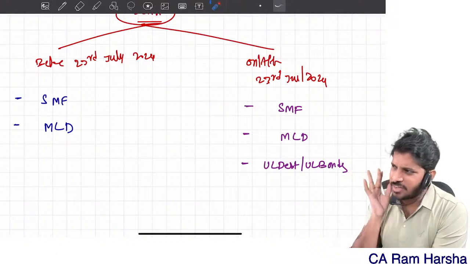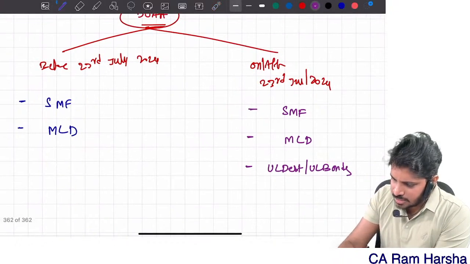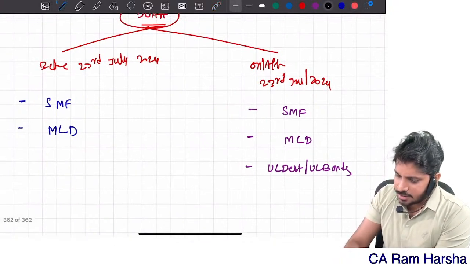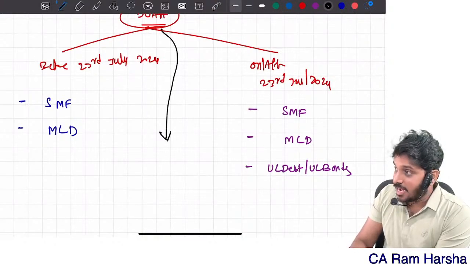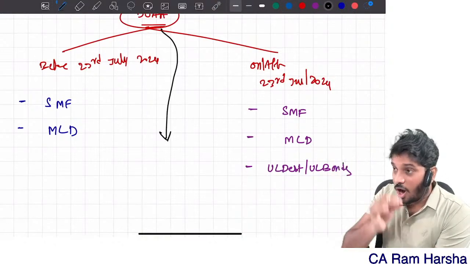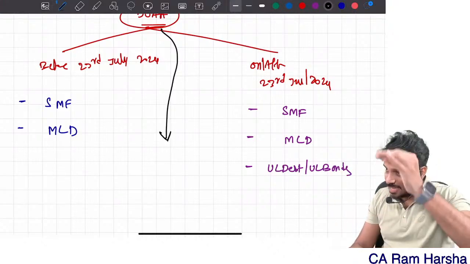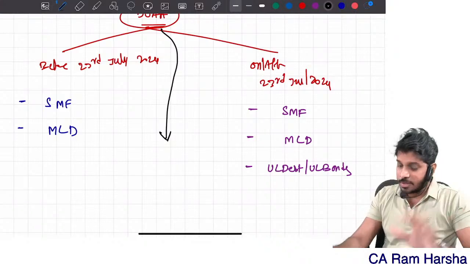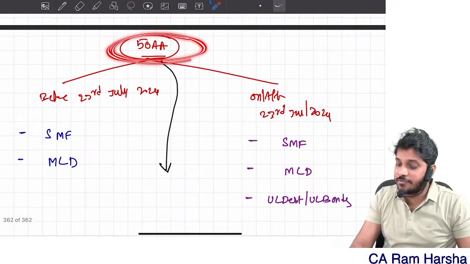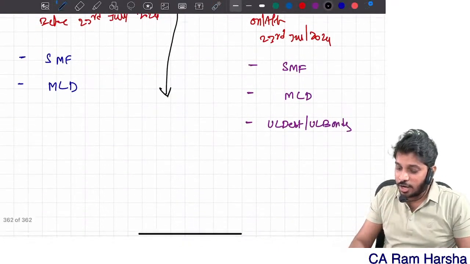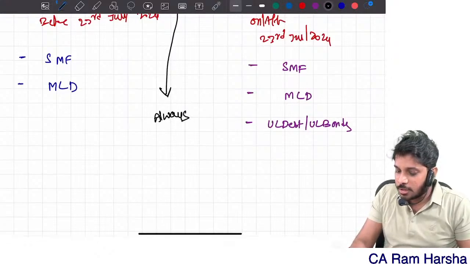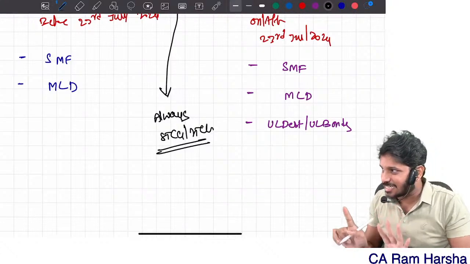Sir, what is 50AA? 50AA is very simple. 50AA says the capital gain on the assets covered under the section, the capital gain or capital loss, whatever it is, if the asset comes under 50AA, the gain or loss is always short-term capital gain or short-term capital loss. This is what the section says.